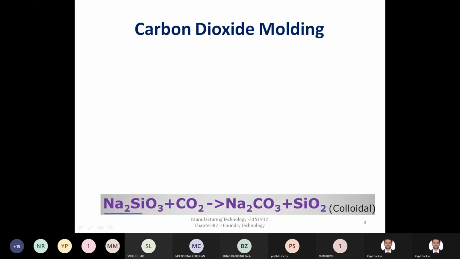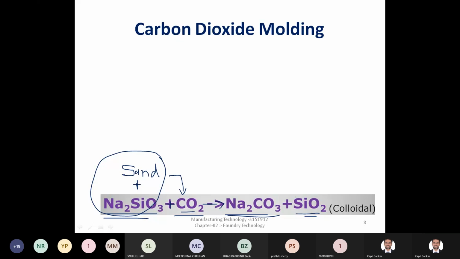Sodium silicate, that is Na2SiO3, mixed with carbon dioxide. As we know, in the sand we have mixed the sodium silicate, so sand plus sodium silicate is there, and then apply the CO2 gas. The combination of sodium silicate and CO2 gas gives the product Na2CO3 plus SiO2. That SiO2 is nothing but a hardened silicate gel, and because of this product, your mold will become a hardened one.